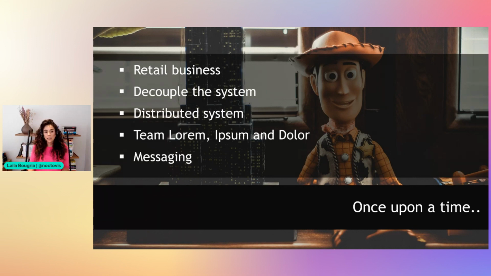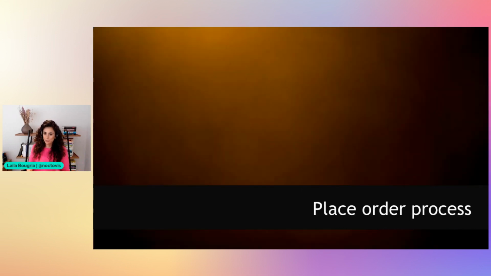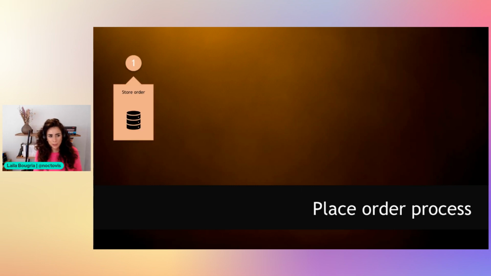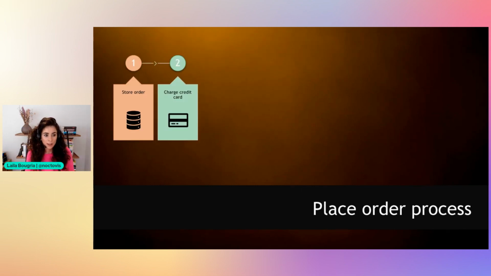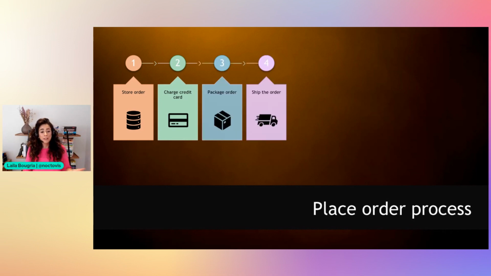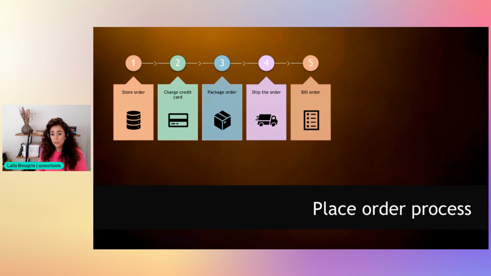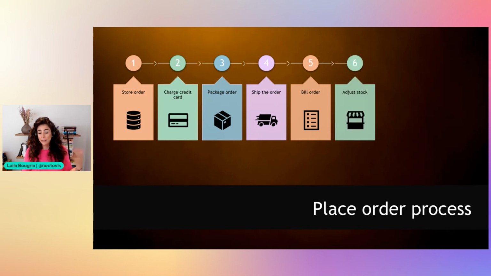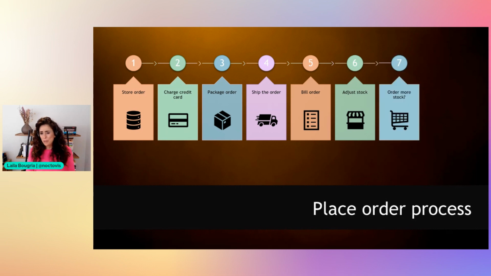So let's take a look at one of the most crucial business processes that is part of this system or application: placing an order. And we sort of know how this works, but I'll quickly go over it anyway. We want to store the order in some type of database. Then we want to charge the credit card so we can make some money, package that order, ship it, also send an invoice or a bill to our customer, and then adjust the stock so that it reflects the sale that was just completed. Maybe figure out if we need to order some more stock, if something is about to deplete or something like that.